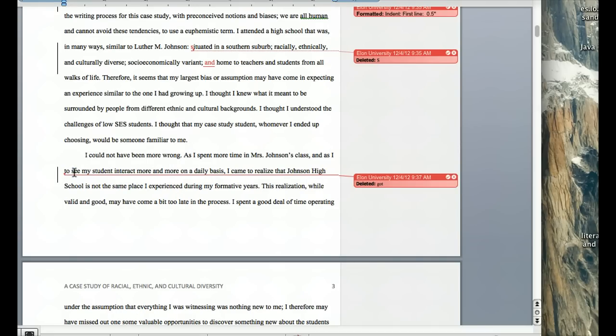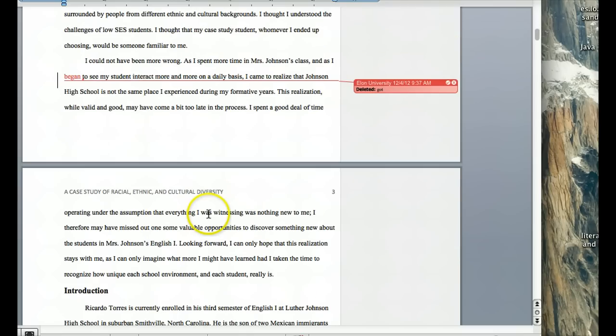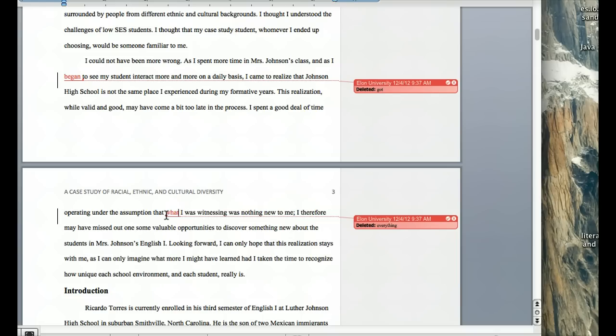What are we going to replace this with? Began. Avoiding absolutes.